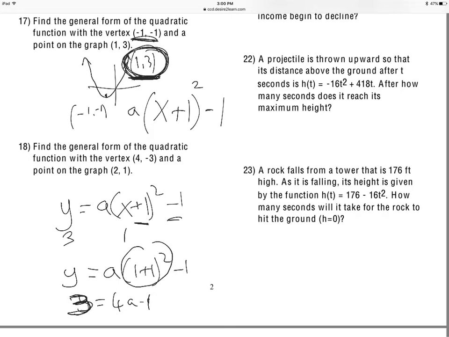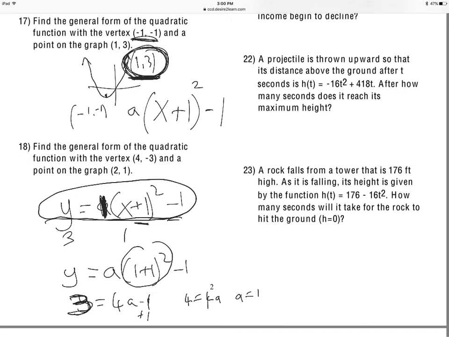So let's add 1 to both sides. So you've got 4 equals 4a. So actually a equals 1. So this is 1, so I don't really need it. If it was 2, you'd put a 2 in front of there, okay. So that there must be the equation, but that's written in the vertex form.